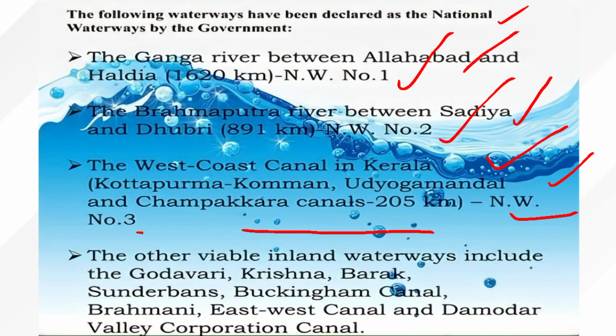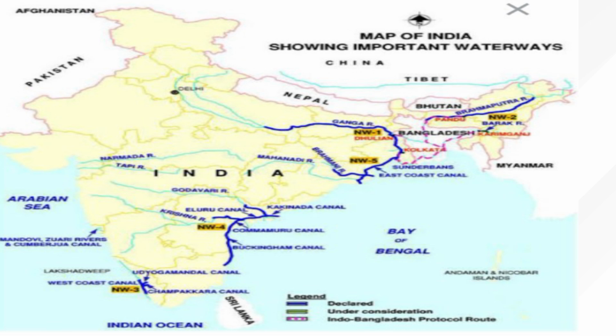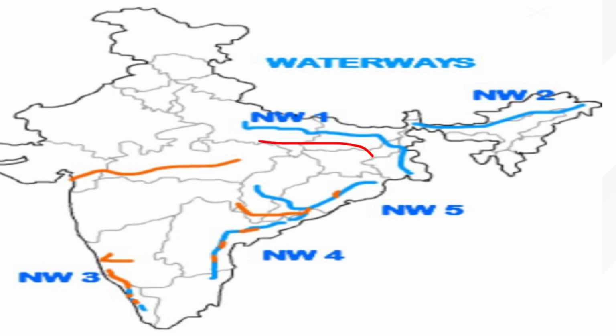The other viable inland waterways which can be travelled include Godavari, Krishna, Barak, Sundarbans, Buckingham Canal, Brahmani, East West Canal, and Damodar Valley Corporation, etc. Let us see this in the map now. The same which we have learnt now, we can see here waterway 1, 2, 3. This also is in operation. National Waterway 1, Waterway 2, Waterway 3. 4 and 5 are small in length.